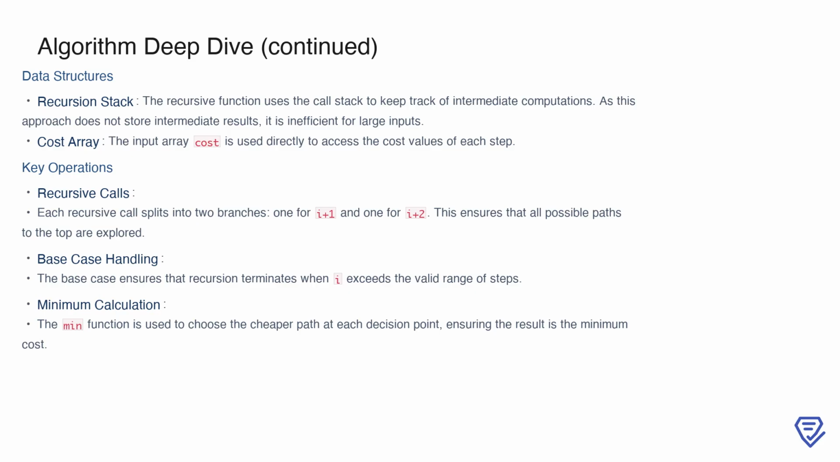The recursive calls themselves are central to this approach, as each call splits into two branches, one for taking a single step and another for taking two steps. This ensures that all possible paths are explored. The base case is crucial for stopping recursion when the index goes out of bounds, and the min function plays a vital role in selecting the cheaper option at each decision point. Together, these operations form the backbone of the brute force solution, but they also underscore its limitations.